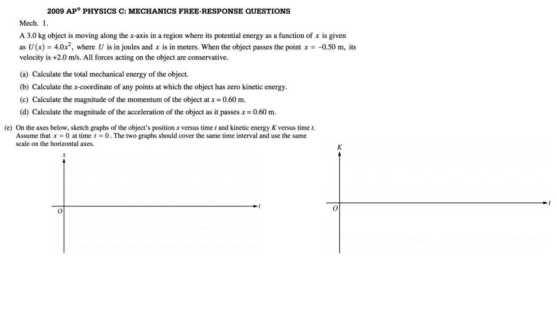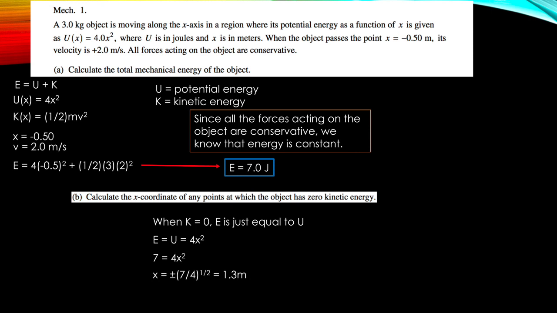When the object passes a point x is equal to negative 0.5 meters, its velocity is 2 meters per second. All forces acting on the object are conservative. So part A asks us to calculate the total mechanical energy of the object.